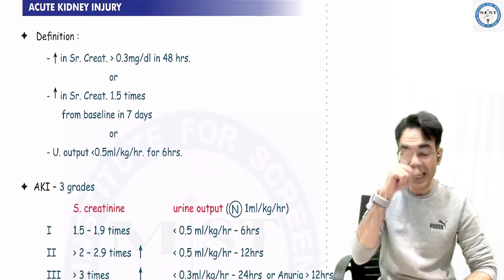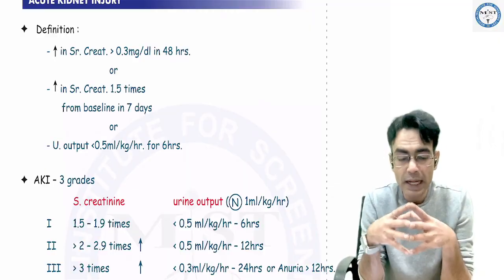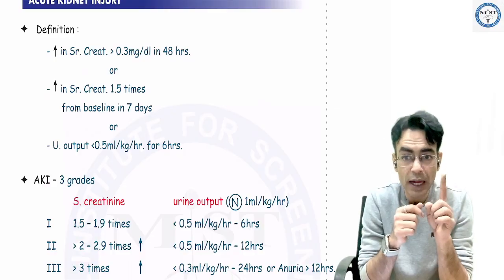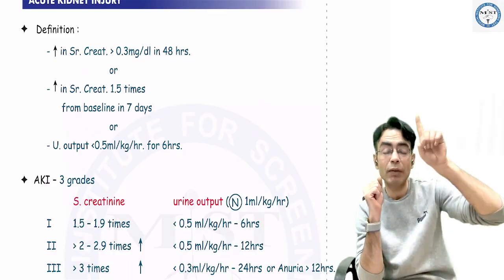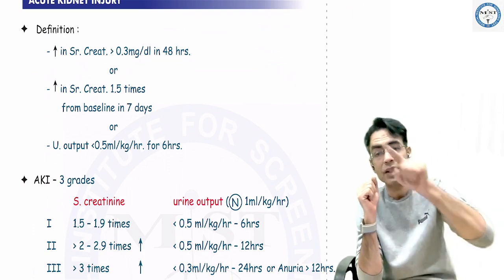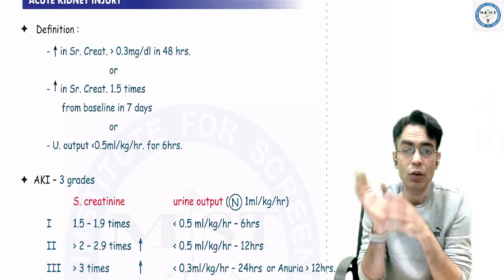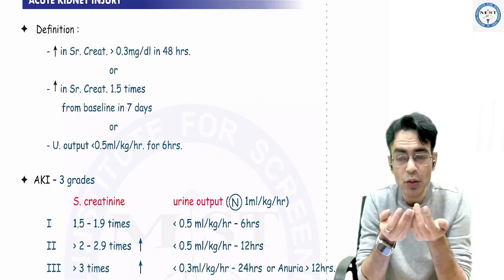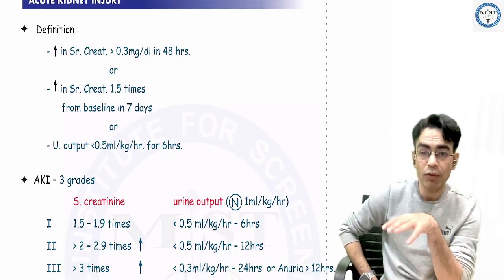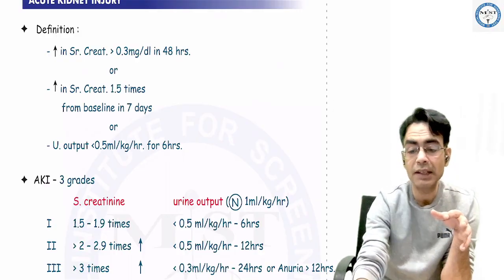So if you keep this in mind, you will be able to solve the questions. For AKI, there are three grades dependent on serum creatinine and urine output. If the serum creatinine is 1.5 to 1.9 times baseline and urine output, normal urine output is 1 milliliter per kg per hour, so if it is less than 0.5 ml per kg per hour for 6 hours, it is grade 1. If serum creatinine is 2 to 2.9 times and the urine output is less than 0.5 for 12 hours, it is grade 2. And if it is more than 3 times and the urine output is less than 0.3 for 24 hours, or anuria for more than 12 hours, then we talk about grade 3.